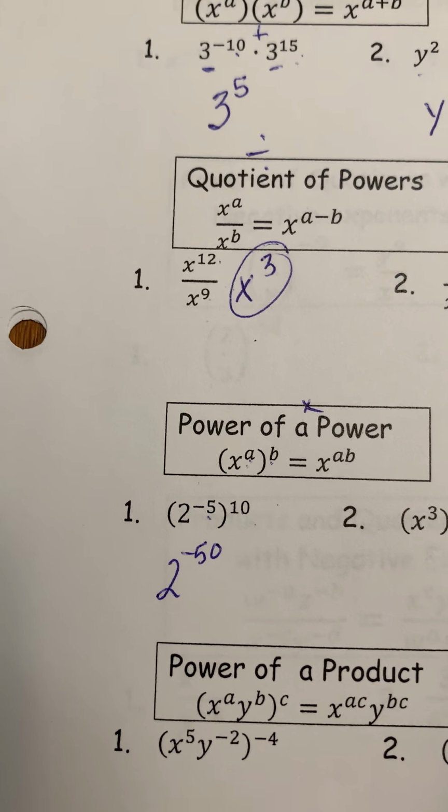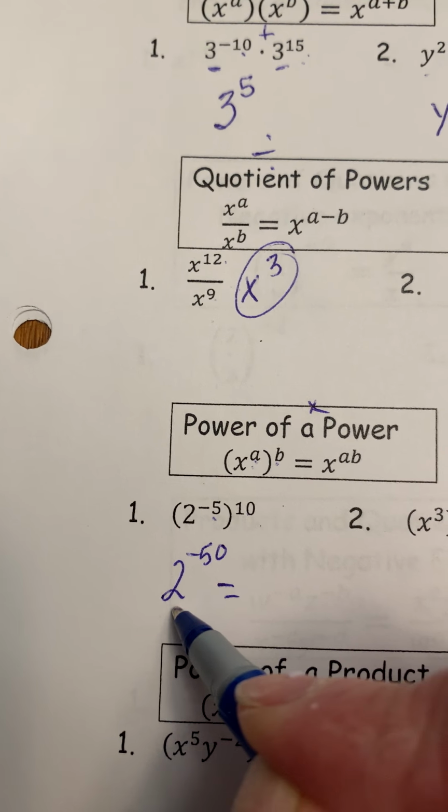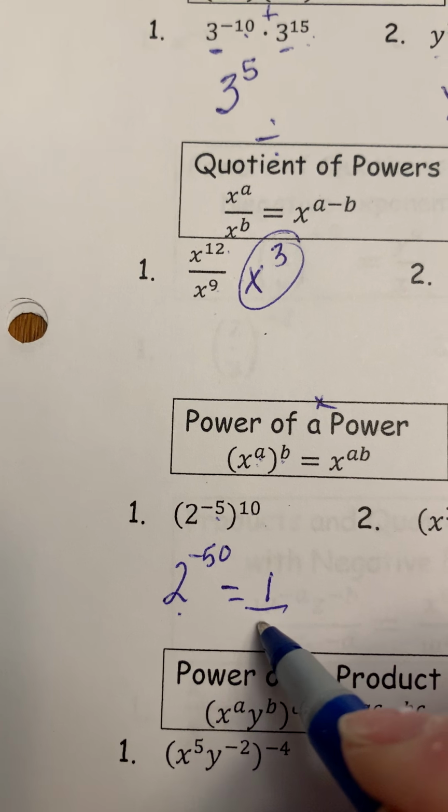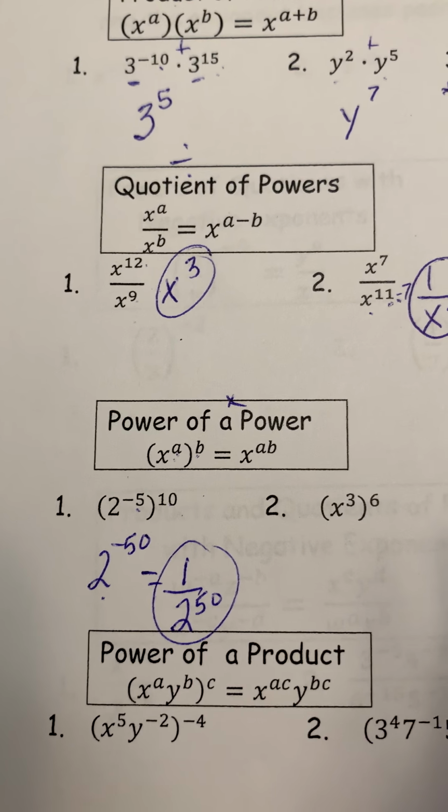And now we have a negative exponent, so we get to practice this. We're going to write the reciprocal of the base. That just means the flip, if you don't remember that. And then the exponent becomes positive. So 1 over 2 to the power of 50.